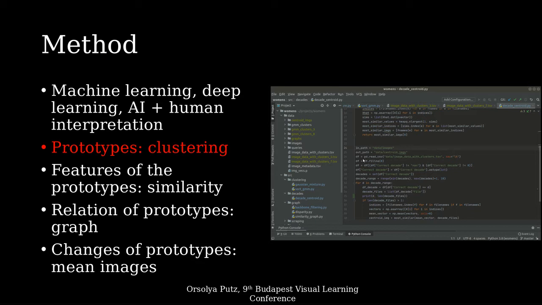Among the 4 research subtopics, namely the identification of prototypes, their features, their relation, and their evolution, I focus on the first and the most basic one from now on. So let's see how women are represented in American ads.